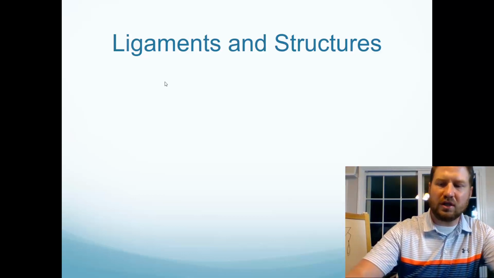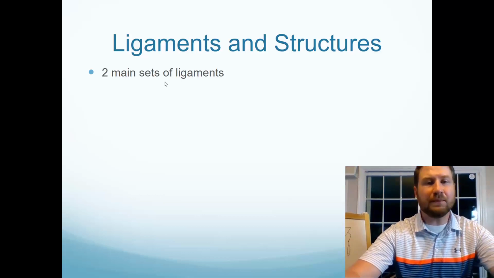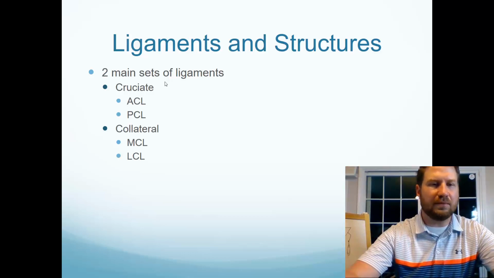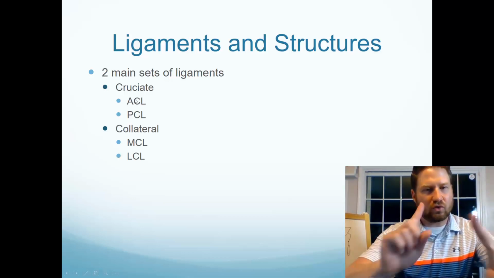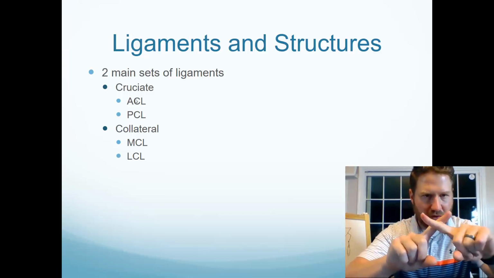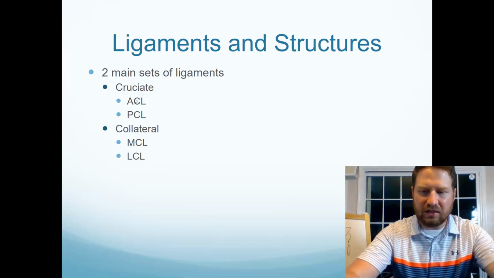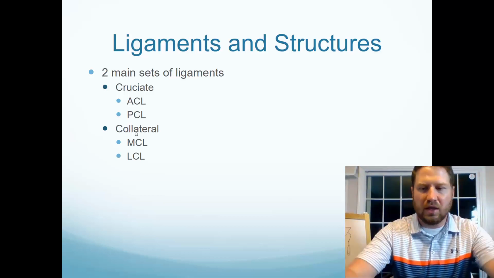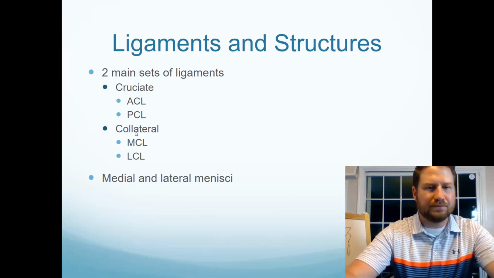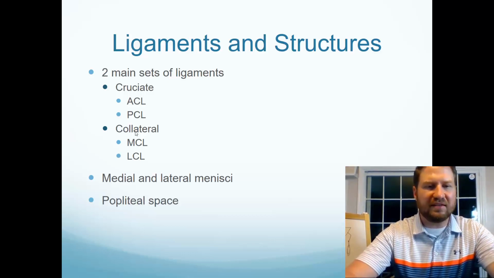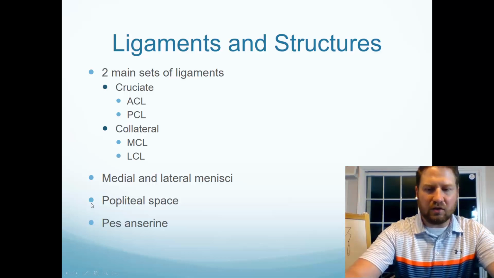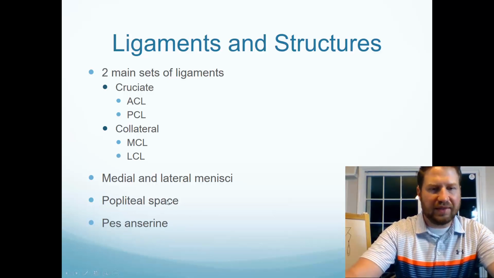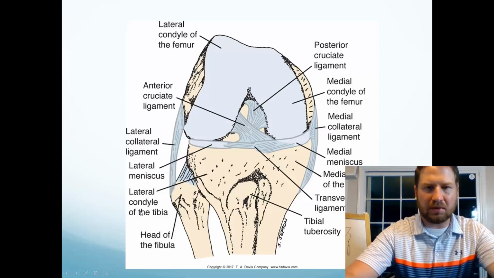Secondary knee flexion structure. So ligaments and structures, two main sets of ligaments we have are cruciates that cross. Cruciate means cross, on the inside of the knee, on the interior portion of the knee. And you have your collaterals that run parallel on the medial and lateral sides of the knee. We also have the medial and lateral meniscus. We have a popliteal space that includes a nerve, artery, and vein. And our pes anserine that made its informal debut last week when talking about the hip.